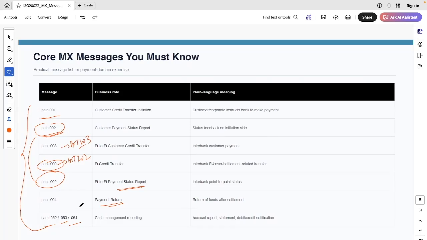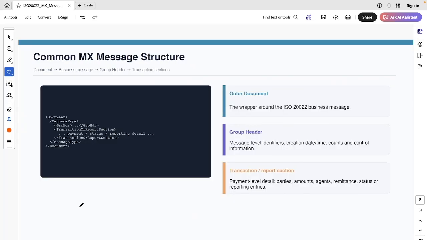Now, before going into each message, let us understand the common structure used inside the MX messages. Most MX messages follow a recognizable structure. Once you understand this structure, reading XML becomes much easier. You do not have to read every tag like a developer. You need to recognize the business blocks. At the top, there is usually the document wrapper. This is the outer container around the ISO 20022 business message.